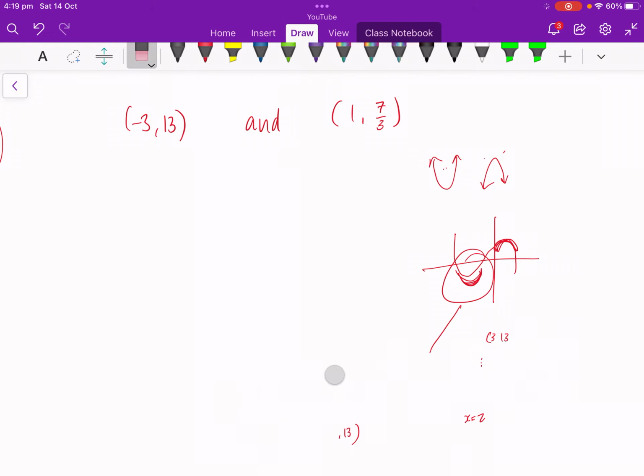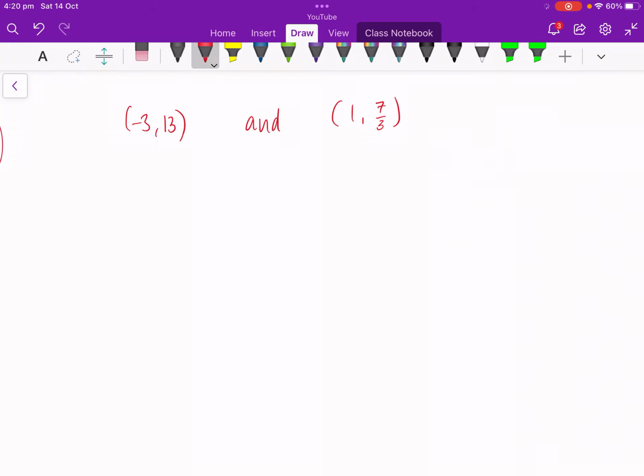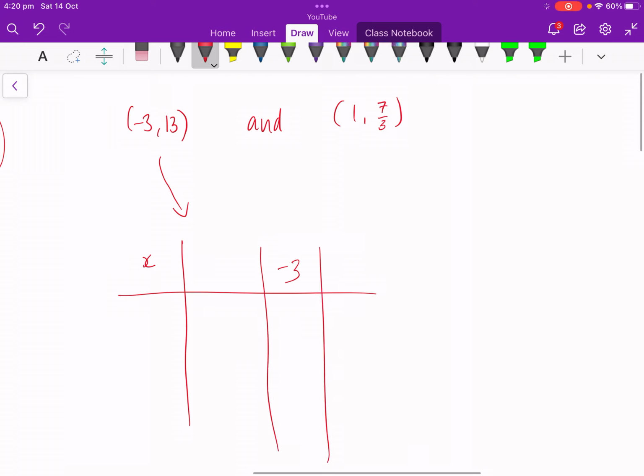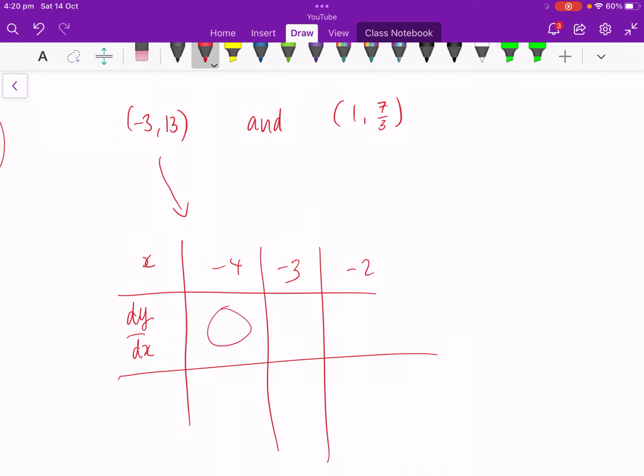Okay, so let's break this down. Let's get rid of all my artistic scribbles. As lovely as they are, they can go. So let's try it. We're just going to look at this point. If my x coordinate is negative 3, let's test either side. A bigger number would be negative 2, and a smaller number would be negative 4. We substitute it into our differential function, our gradient function, and figure out if the answer is positive or negative, because that will tell us if the gradient is positive or negative.